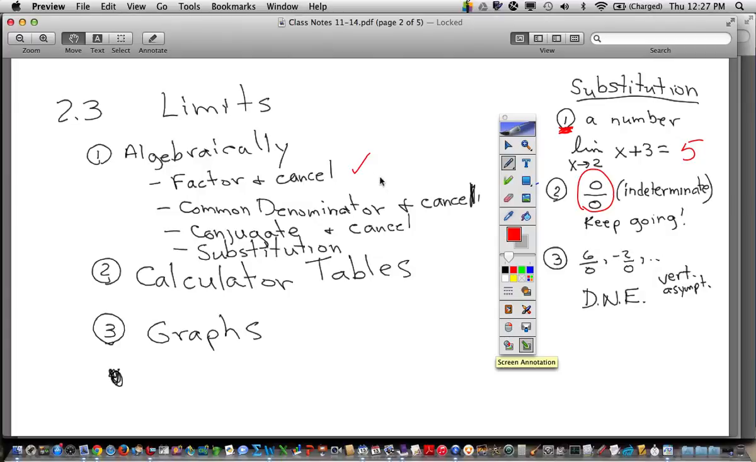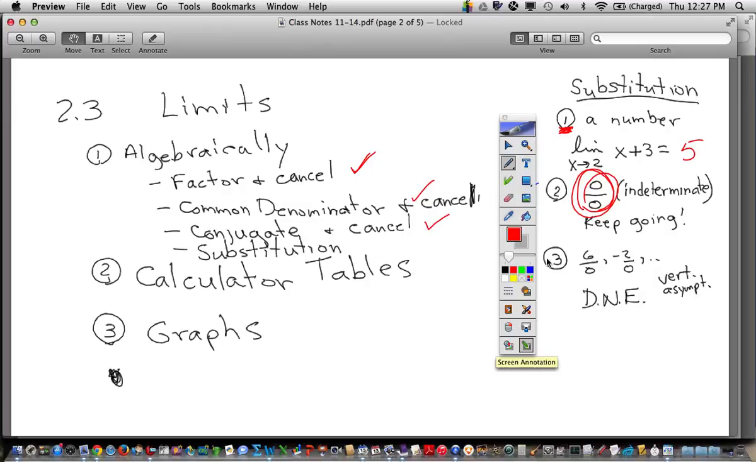Well, on our worksheet, it meant maybe we can factor and cancel. Maybe we can get a common denominator and cancel. Maybe we can multiply by the conjugate and cancel. Somehow we're hoping something cancels. Why are we hoping something cancels? So we don't get 0 over 0, right? So that we can then plug in and get our answer. Okay?